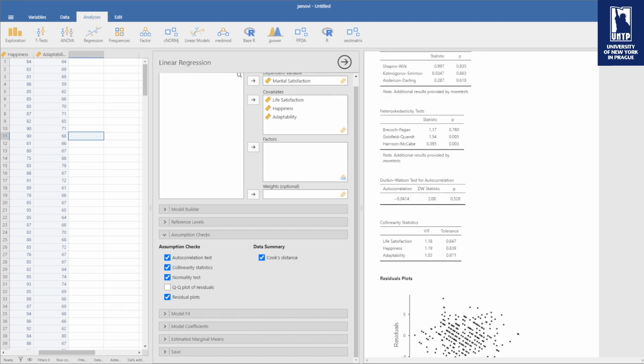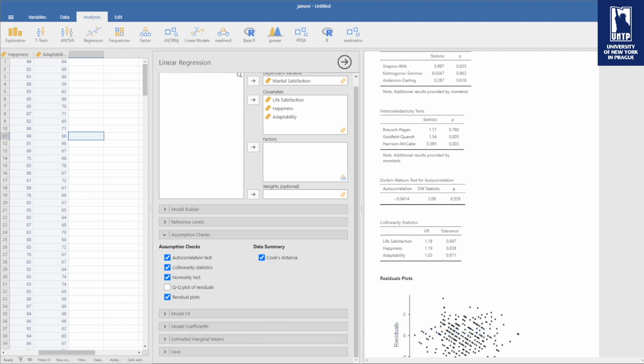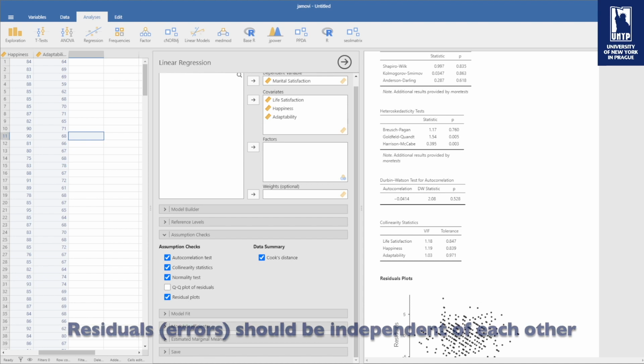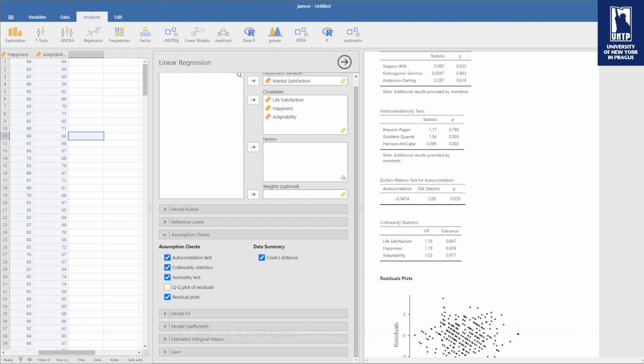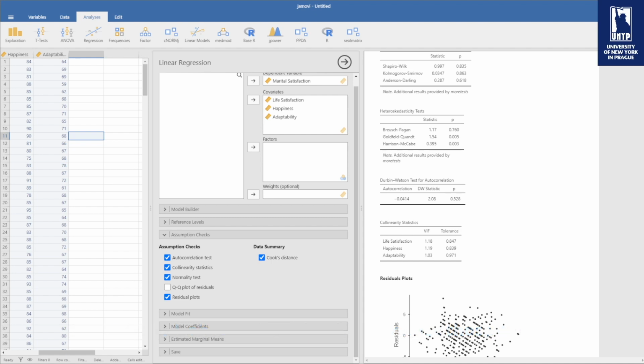After normality, we have one of the most important assumptions for multiple regression, which is the Durbin-Watson test for autocorrelation. What does this test do? It's testing the independence of errors. What does it mean? It means that the residuals or errors from our model should be independent of each other. So, in other words, the error associated with one observation shouldn't predict the error associated with another. Violation of this assumption usually stops you from proceeding with further analysis, inasmuch as you will inflate type 1 error to the sky.